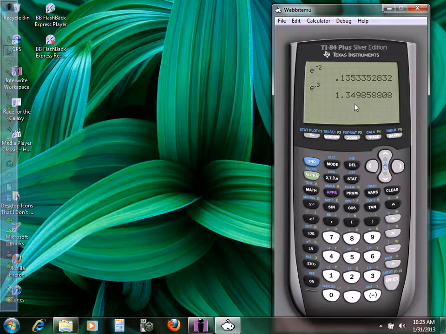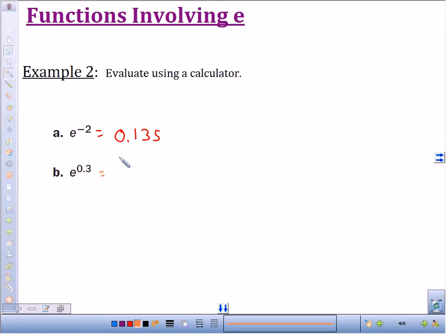1.39485, so on and so forth, which would round up to 1.35. So e to the 0.3 is 1.35. And that's the evaluation. Purely plugging stuff into the calculator and getting an answer.